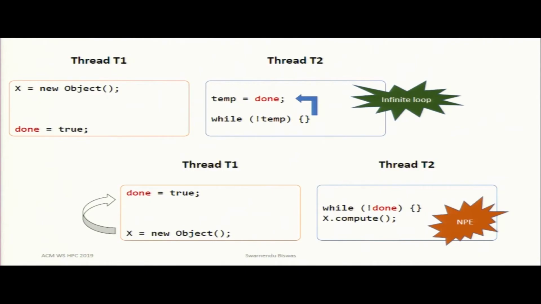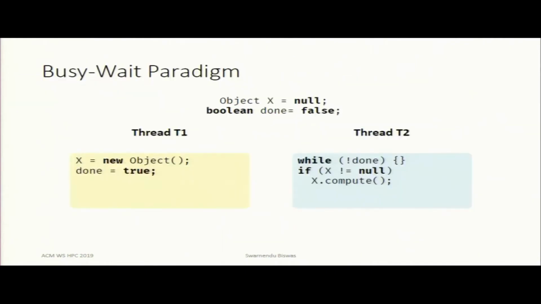A more subtle error can be that this thread gets to see a partially stored object X. That is a more subtle error, because then you don't get a null pointer exception, you don't get an infinite loop. You will just see a wrong output. That is even harder to catch. So these are some challenges with concurrent programming, right?